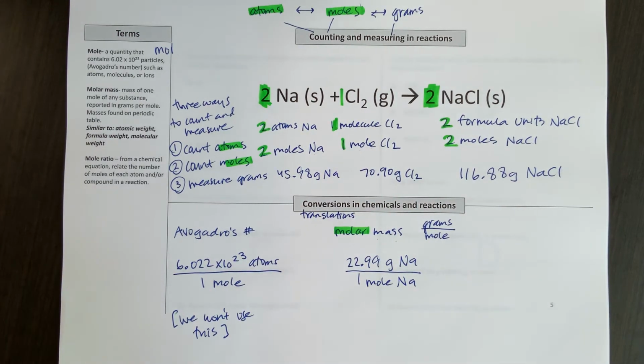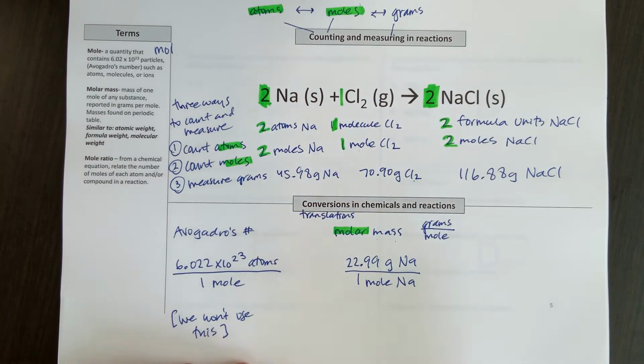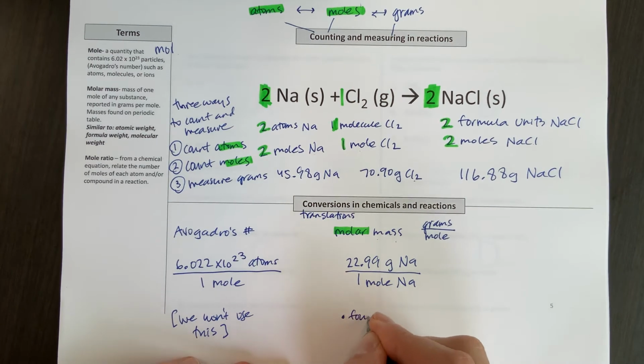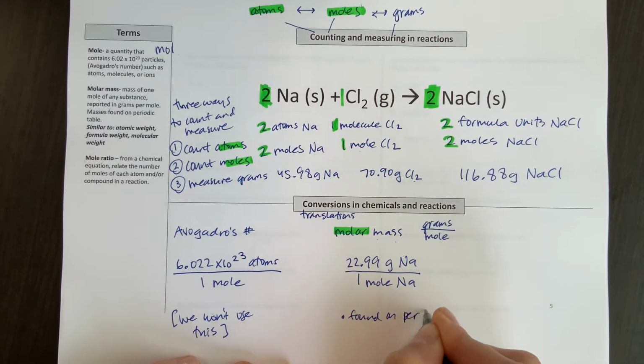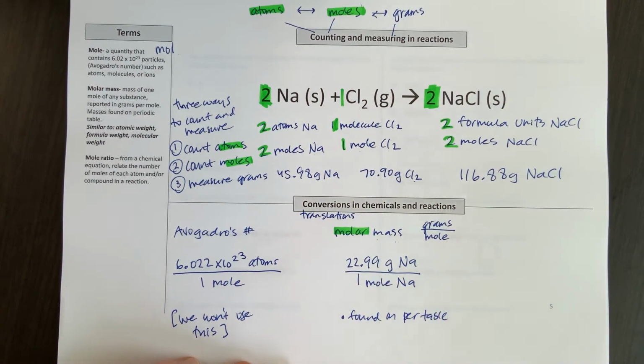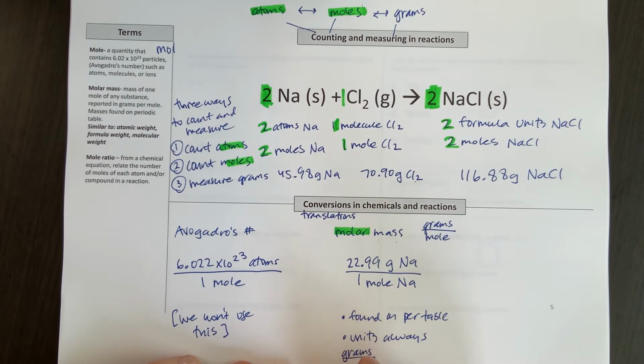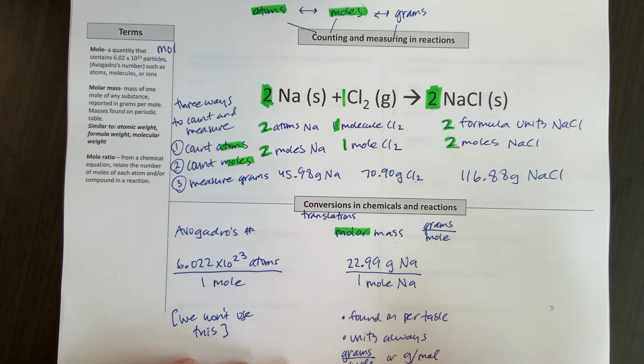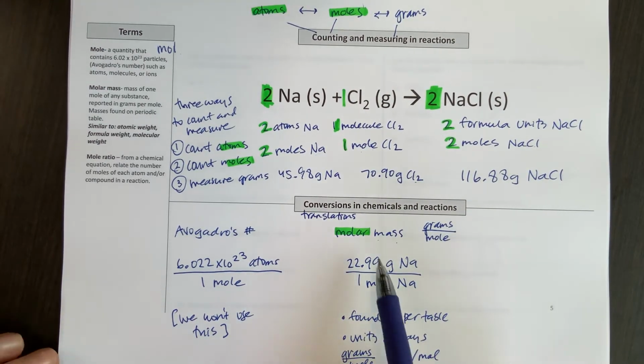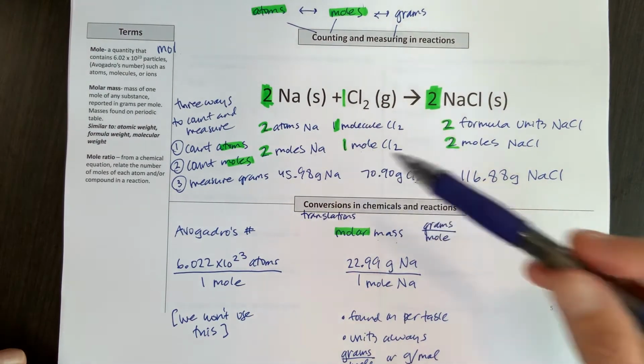All right. Couple things about this. So this is called molar mass. We found it on the periodic table. It's those bottom numbers. And the units are always going to be grams per mole. You might see that written grams over mole, or you might see grams per mole, but those mean the same thing as each other. So molar mass lets us go between grams and moles.